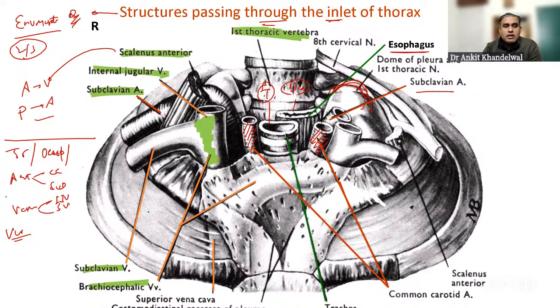Then obviously between the artery and vein, try to draw the scalenus anterior. You are good to go. You will score good marks. Practice the diagram. That's it. Okay, this comes as a separate question because we have made question papers also. We know this comes as a separate question.